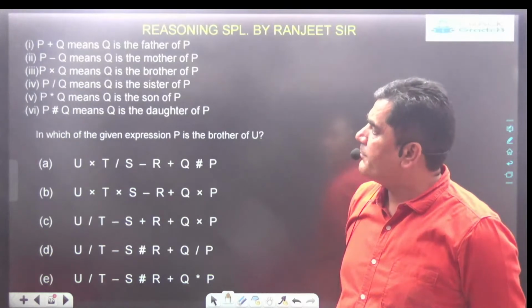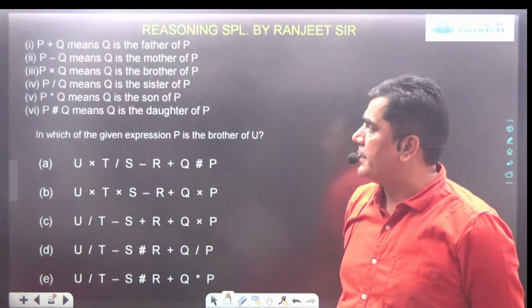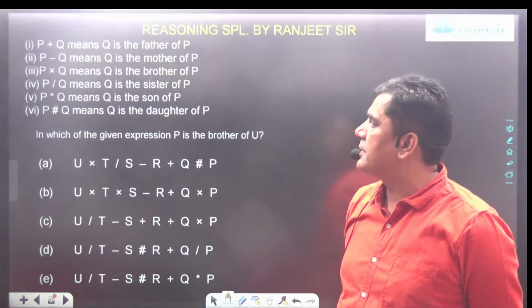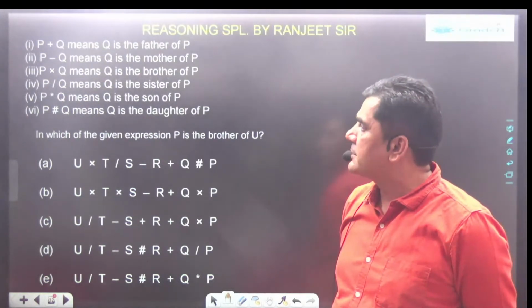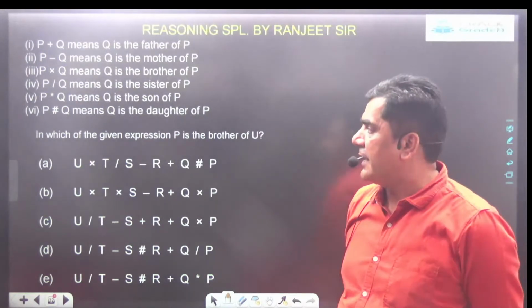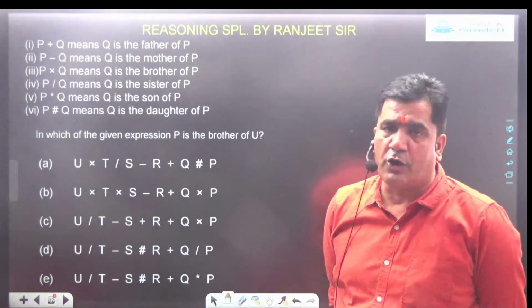See, here they have given P plus Q means Q is the father of P. P minus Q means Q is the mother of P. P cross Q means Q is the brother of P. P division Q means Q is the sister of P. P star Q means Q is the son of P. And last one, P hash Q means Q is the daughter of P.